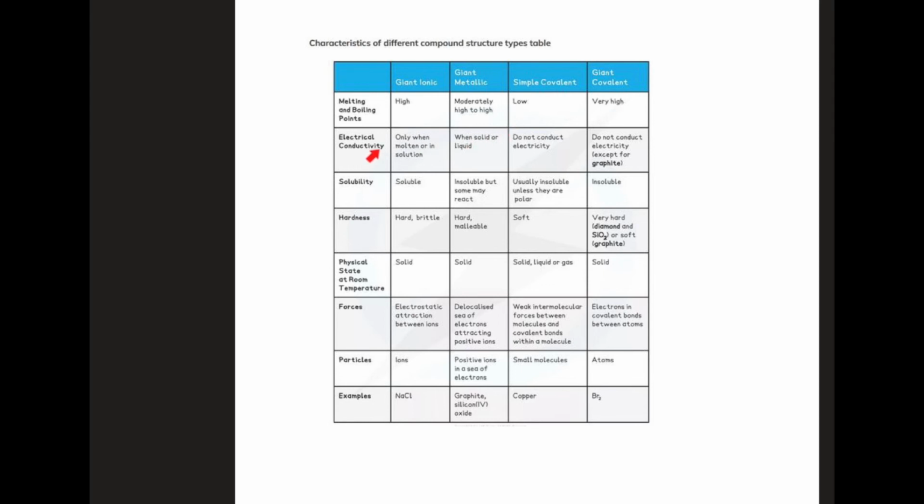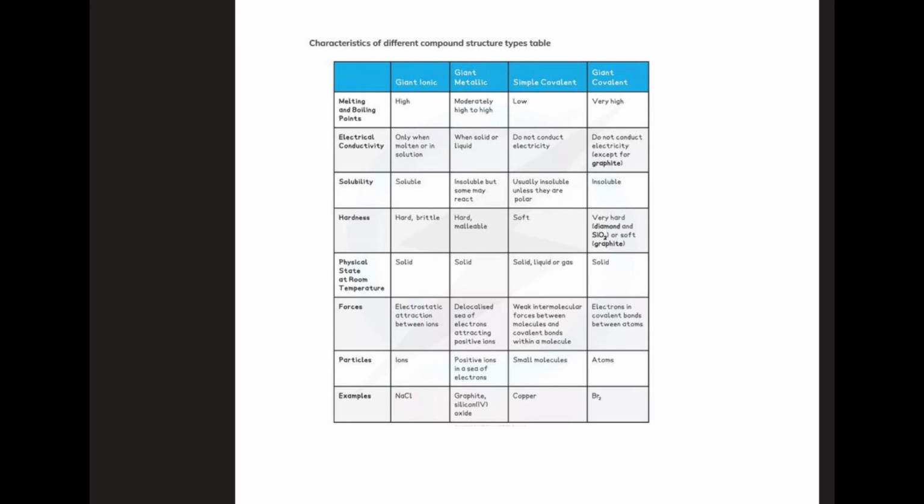Electrical conductivity: conducts when molten or in solution. Giant metallic conducts when solid or liquid. So solid, liquid, that means it can conduct electricity in all situations. Simple covalent does not conduct electricity. This one cannot, because there are no free ions. Giant covalent does not conduct electricity, except for graphite.